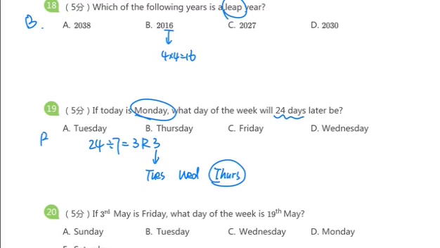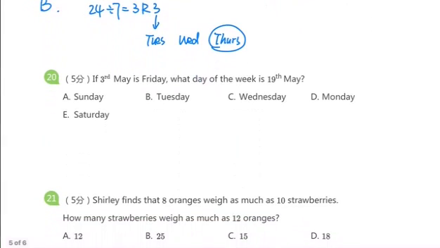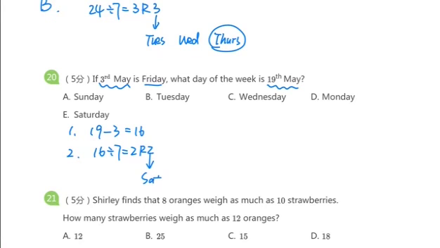And then question 20. If 3rd of May is Friday, what day of the week is 19th of May? So here we need to find first there are how many days between 19th and 3rd. So our first step, let's use 19 minus 3 equals to 16 days. Second step, let's also find there are how many whole weeks in 16 days. 16 divided by 7 equals 2 and a remainder 2. So remainder 2 extra days after Friday. It should be Saturday and then Sunday. So the correct answer should be Sunday, and it should be A.